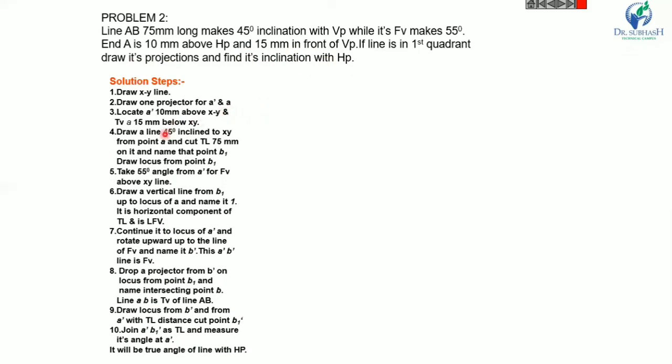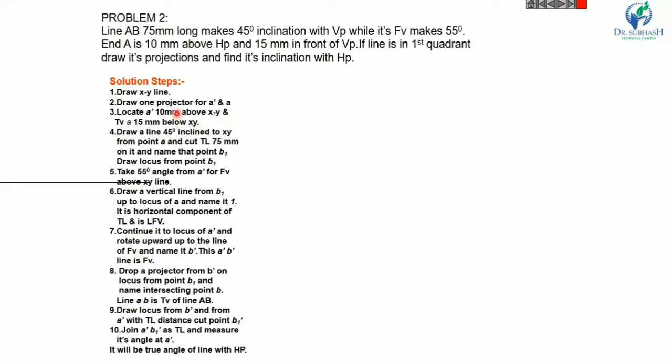Another exercise. A line AB 75 mm long makes 45 degree inclination with VP, while its front view makes 55 degree, and A is 10 mm above HP and 15 mm in front of VP. If line is in first quadrant, draw its projections and find its inclination with HP. So we have to find the theta here, the inclination with HP. These are the different 10 steps you have to follow to solve this problem.